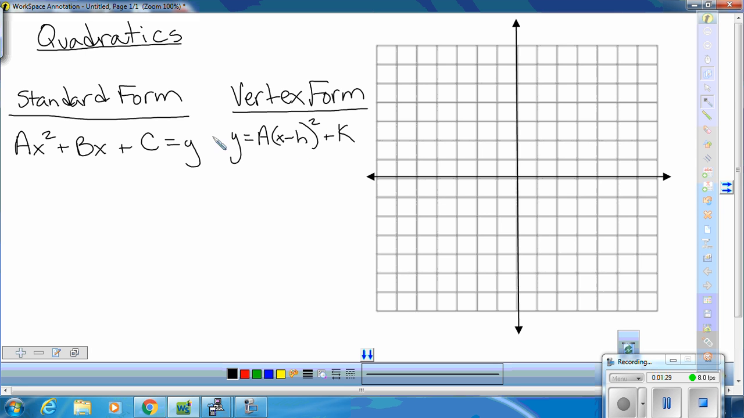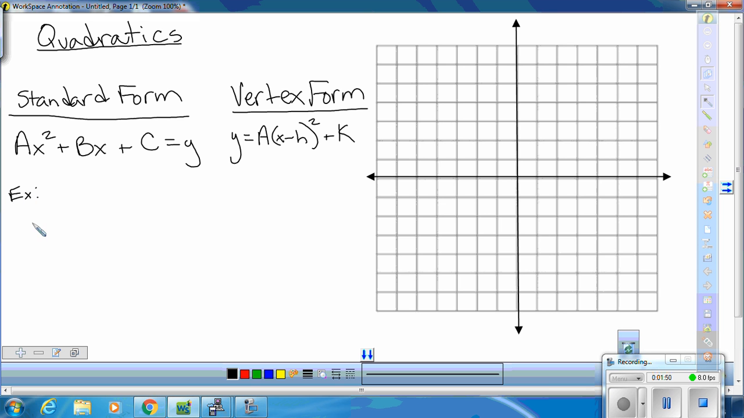Notice, squared is the highest exponent. That's what makes it quadratic. These are kind of the two different forms. A, B, C, A, H, and K are just numbers. They're constants of some sort. And so the equations always come in this form. So that can look like lots of different things. Just a couple of examples.